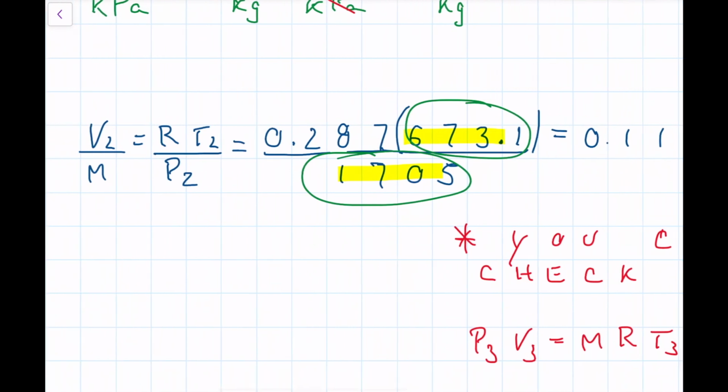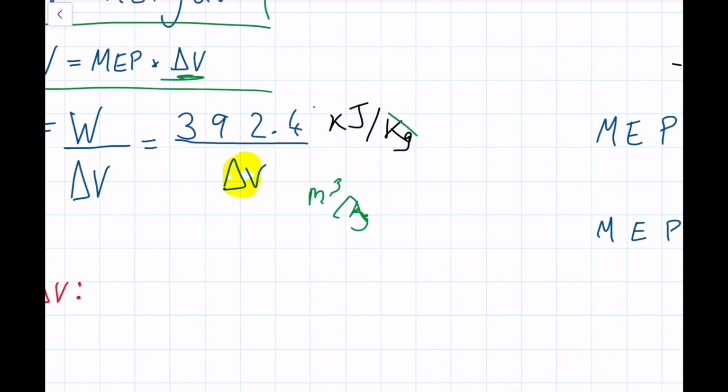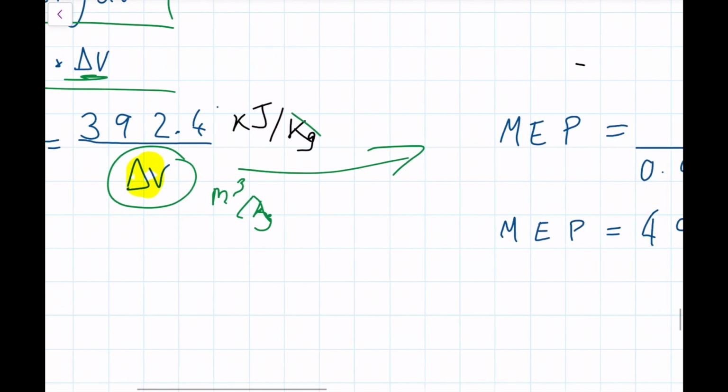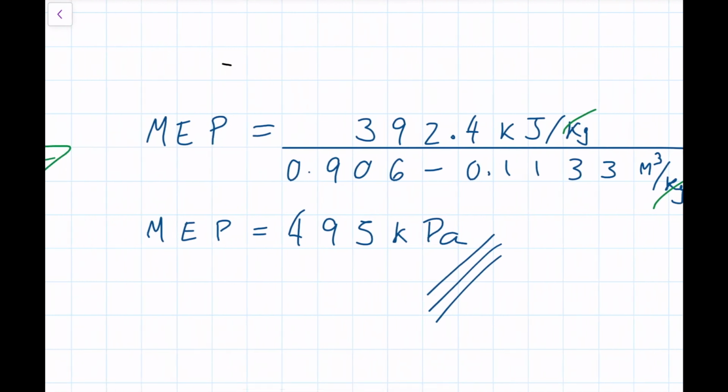We can go back to our mean effective pressure equation, which was what we're trying to do from the start. Remember, we were missing this guy. Now we have this guy. Let's go ahead and plug it in. My mean effective pressure will be the work divided by the difference in volume, which is 0.9 minus 0.11. Don't forget that we just checked the units, and that's going to be given in kilopascals, right? So kilograms goes away, and I got 495 kilopascals. What does that mean?